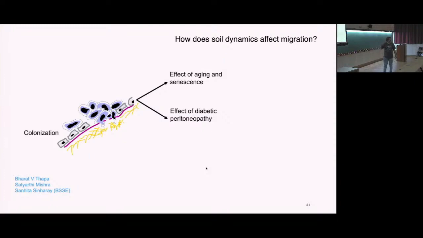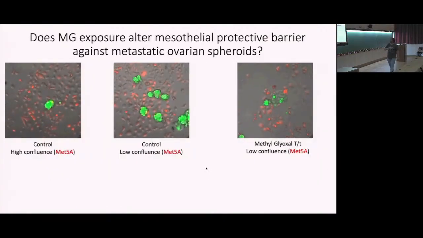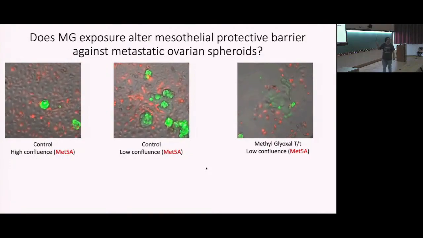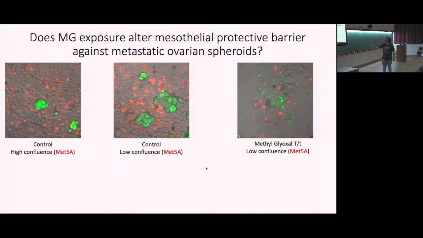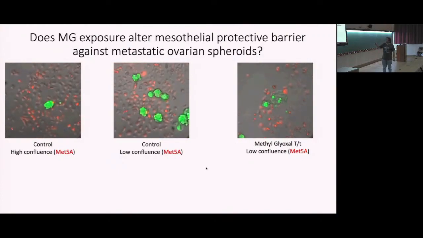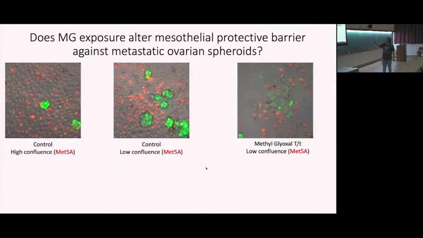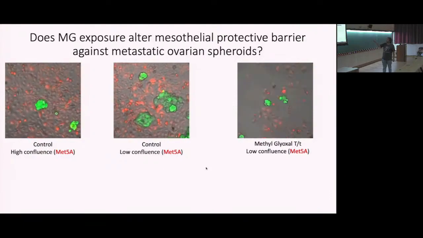So in the lab, these are ongoing projects. We're trying to look at how this process happens. And I'll just leave you with one set of interesting findings that we have. These are the normal cells that are lining the peritoneal cavity, and these are of course the cancer spheroids, and we see that the normal cells are able to prevent the cancer cell from attaching, even at high density and at some point at low density.